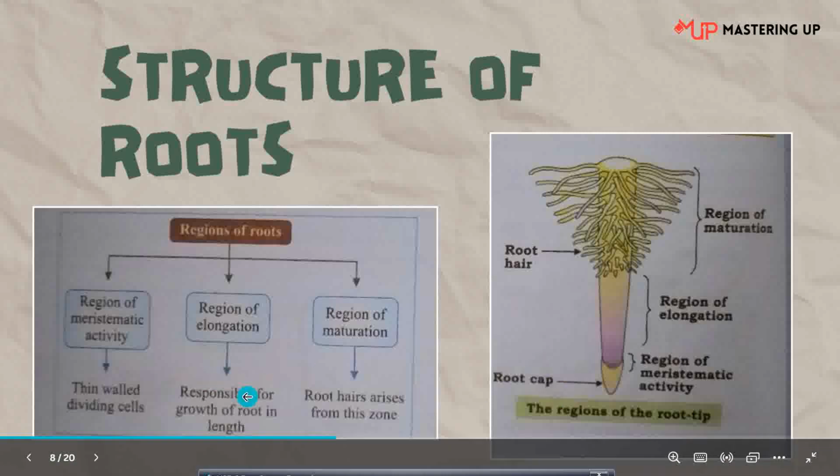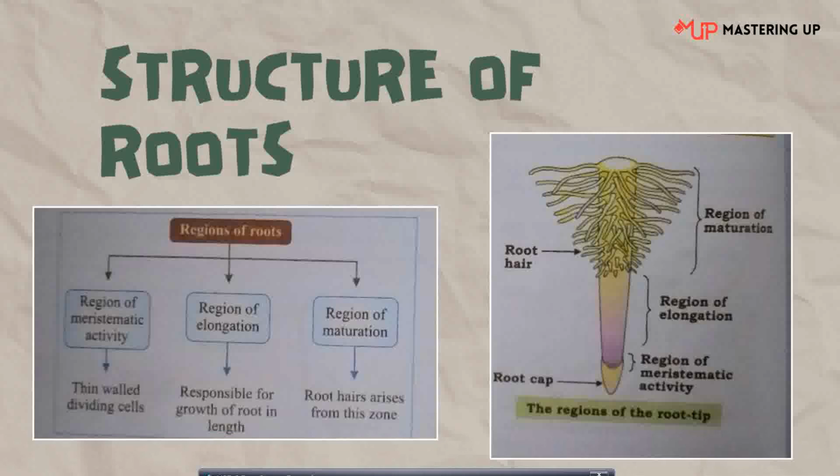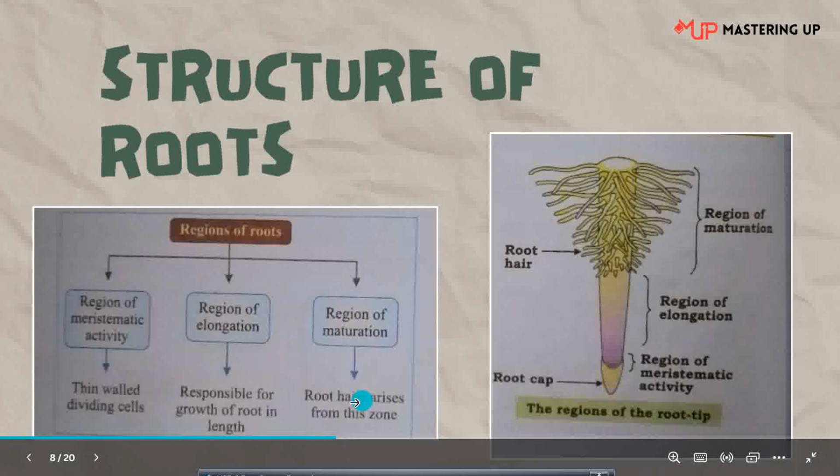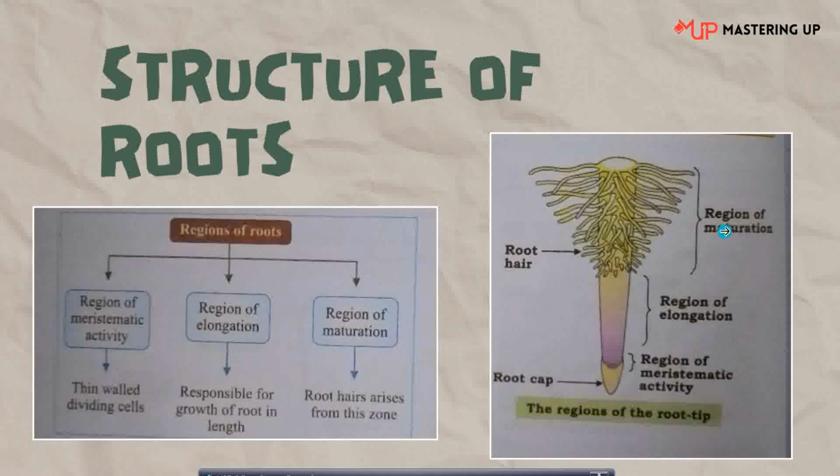Now the region of elongation is responsible for the growth of root in length. So this apical meristem is present here. Actually I told you earlier it's not present, but actually it is present here. Now the region of maturation: root hair arises from this zone. These root hairs are the tiny hairs that come out from the root, from the region of maturation.